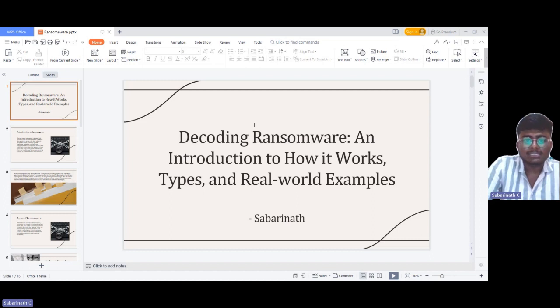Before we proceed, let's understand that awareness is our first line of defense. By comprehending the working of ransomware, we equip ourselves to make informed decisions and contribute to creating a more secure digital environment. So fasten your seatbelts as we navigate into the world of ransomware, learning how to protect ourselves and our digital assets. Let's begin the journey towards a more resilient and secure cyber landscape.